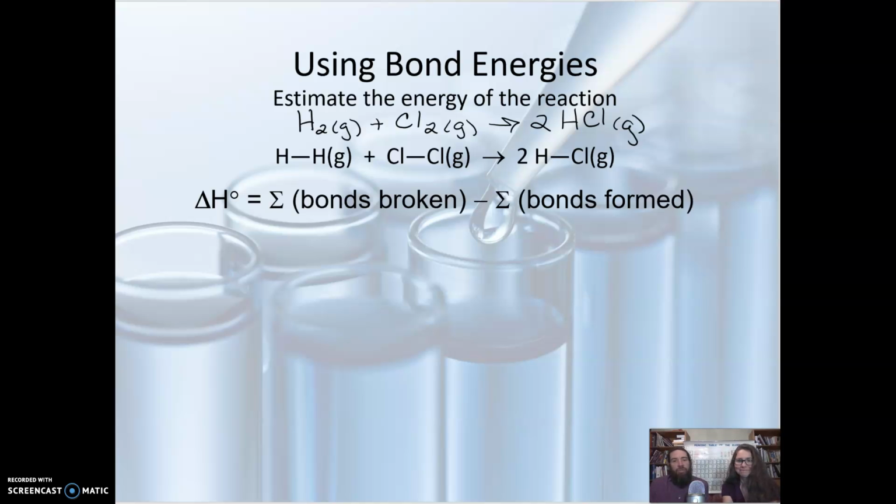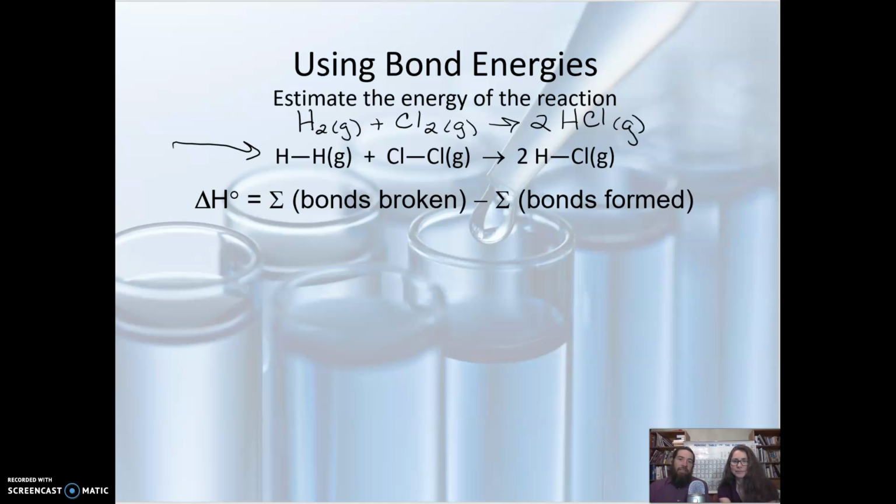So we've got a reaction here. We've got hydrogen, H2 gas, and chlorine, Cl2 gas, diatomic elements, forming 2 moles of HCl. We've got a balanced equation. These are all in the gas phase. And we're going to use bond energies to estimate the energy of the reaction, or the enthalpy, or delta H. And so we've written this below: what is H2? If I draw a Lewis structure, that's a single bond, H-H. Cl2 is also a single bond. And the HCl is a single bond.